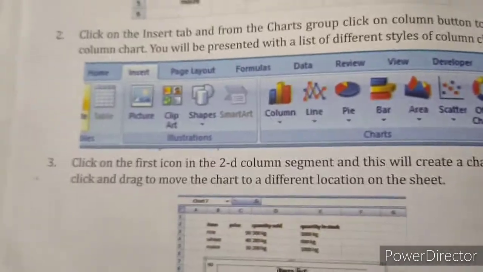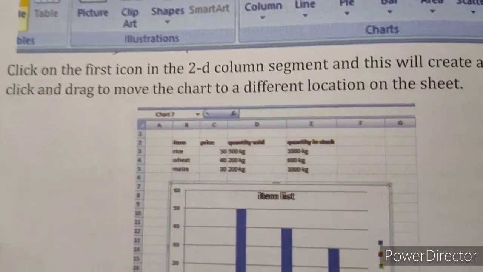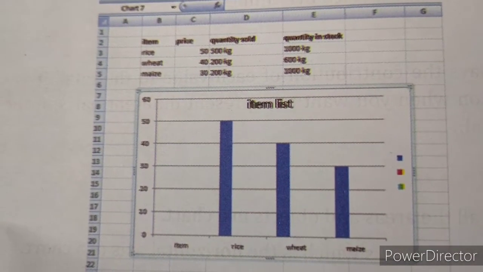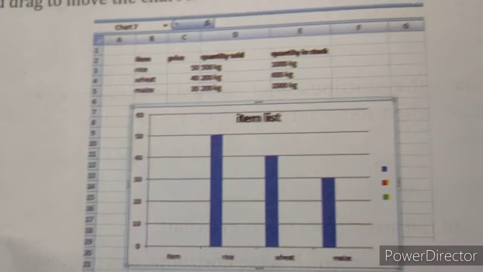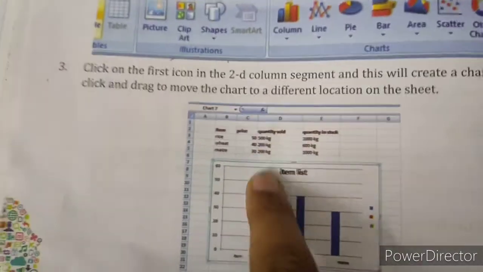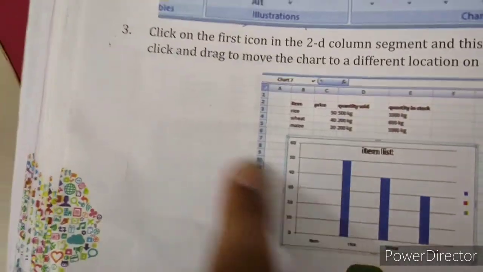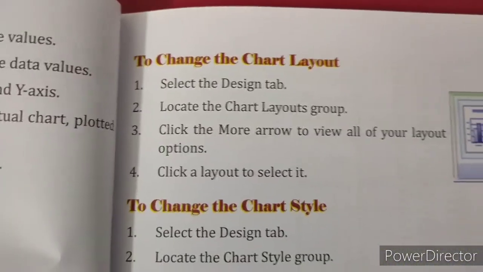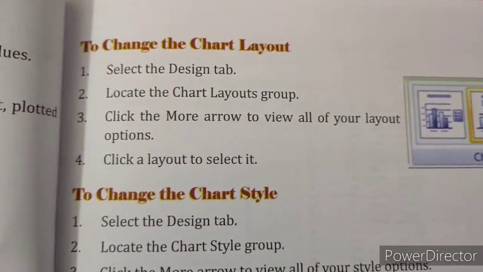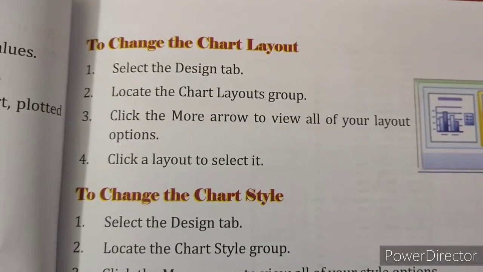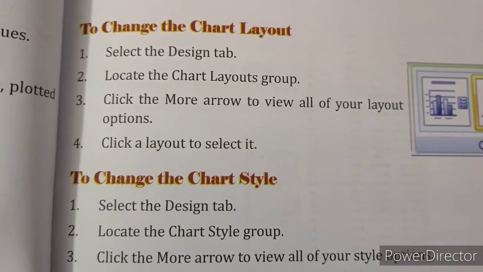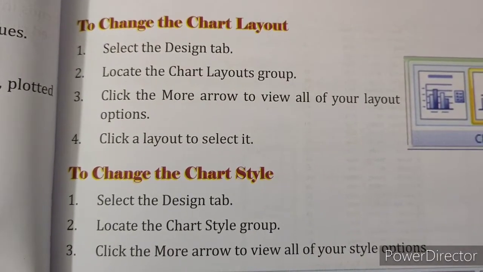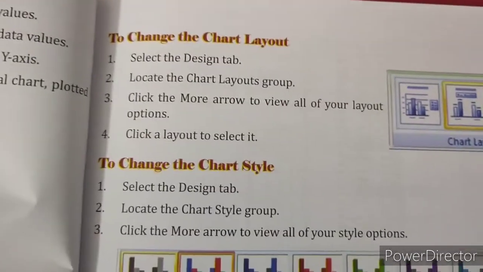You may click and drag to move the chart to a different location of the sheet. So this is the chart, and this is the data, and the chart will get formed. Now to change the chart layout, how can we change? Select the design tab. Now locate the chart layouts group, click the more arrow to view all your layout options, then click on the layout to select it.